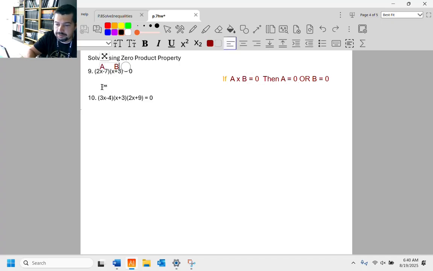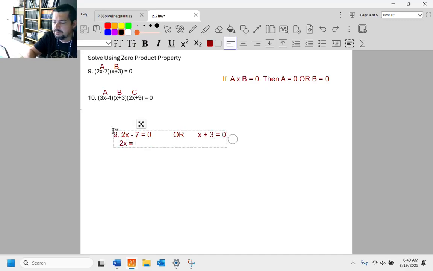Now this one down here is an extension of the zero product property. You have an A, a B, and a C, and they're all going to be equal to 0. But I'm going to look at number 9. A is equal to 0, or B is equal to 0. So if I'm doing number 9, 2x minus 7 is equal to 0. Or the other factor, x plus 3 is equal to 0. They're both easy to solve.